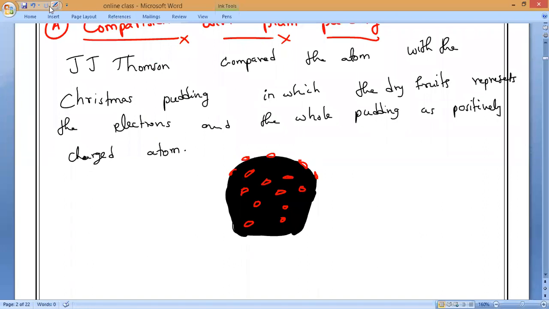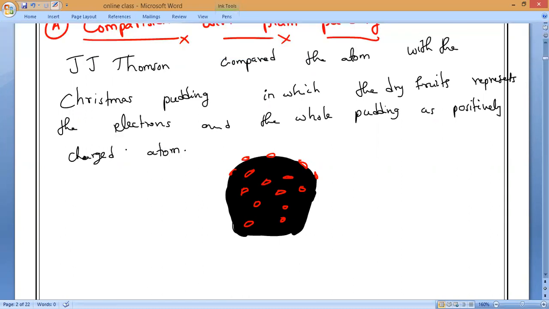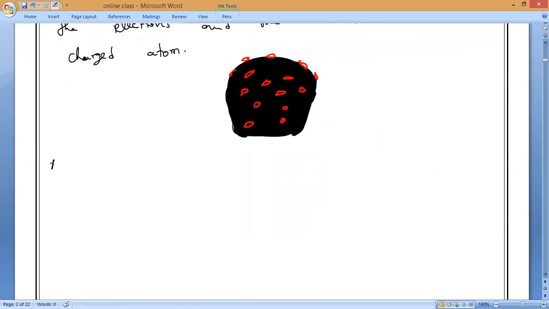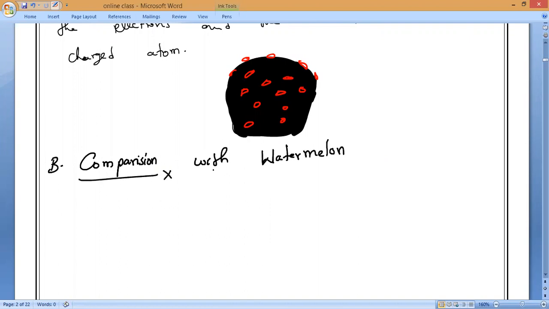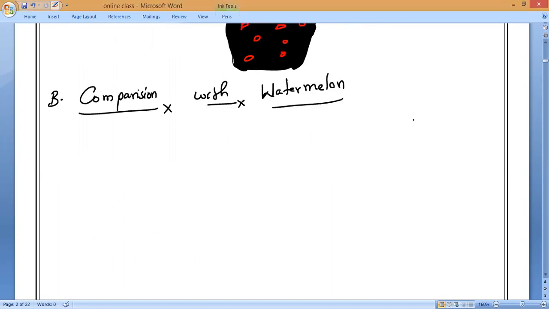Next, Mr. J.J. Thomson compared the same atomic model with another one, that is watermelon. So comparison with watermelon. Now we are all eating watermelon. Yes or no, guys? Have you noticed that the seeds are arranged inside? When we are eating watermelon, the red colored edible part, if you cut the watermelon into round shape, it will be like this. Is it yes or no, guys?